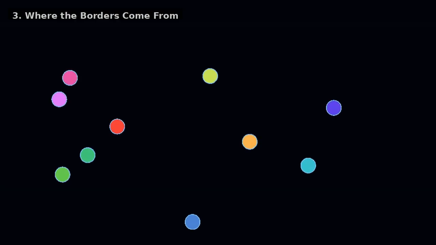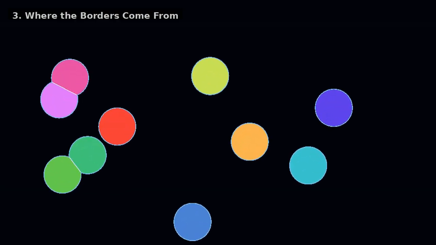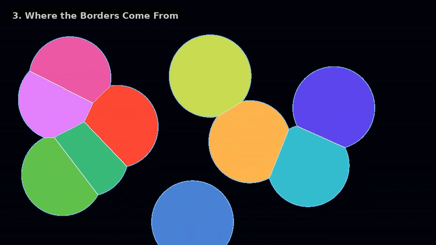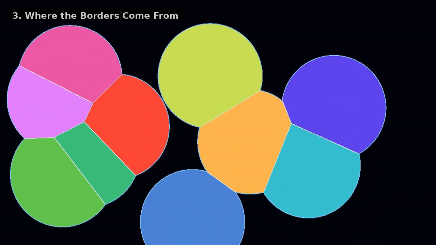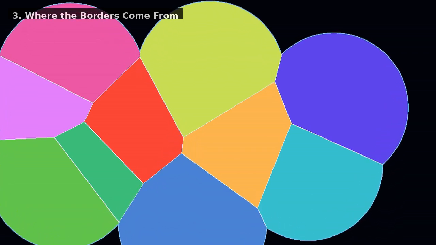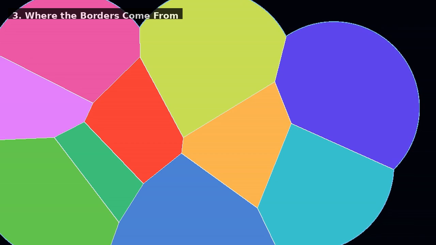Picture each seed growing a circle outward. All the circles grow at the same speed. Two circles touch along that halfway line. So the border is just where fronts meet. Growth alone draws the edges.